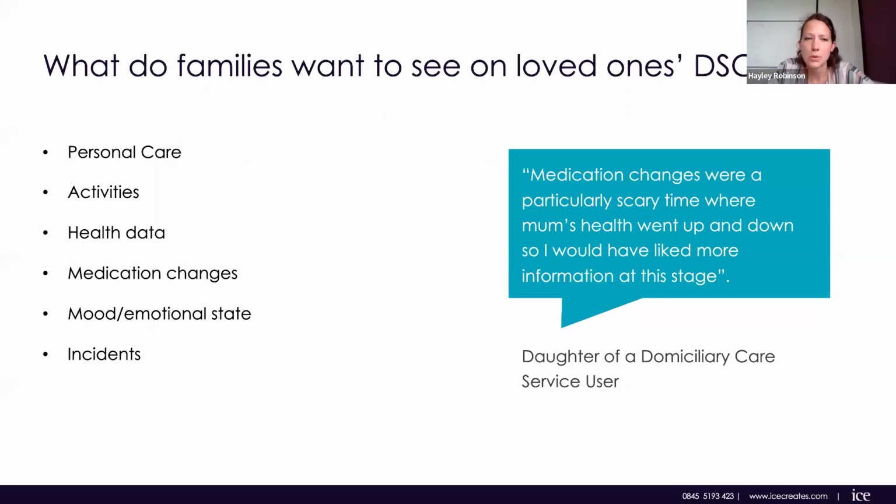But it's important to know, although these are a list of what people wanted to see, this is from everyone we spoke to. So everyone is different. All family members are interested in seeing different things and different levels of information as well. So some families we spoke to wanted to be notified of absolutely everything on the DSCRs, whereas some just want to be notified of any incidents happening. Okay, next slide, please.